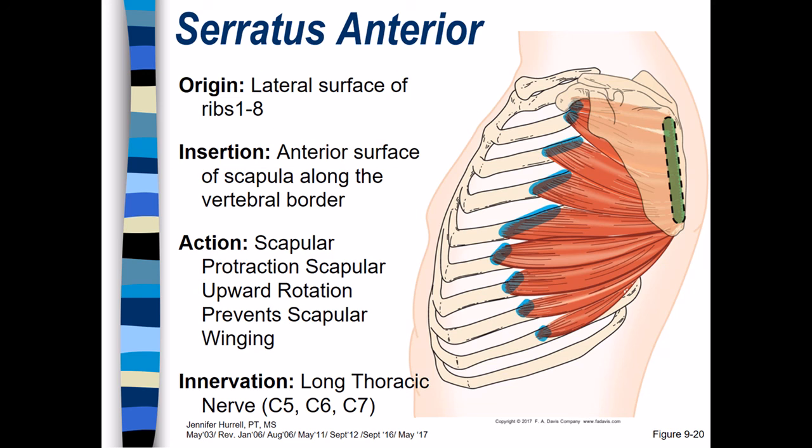And serratus is also the muscle that's known to prevent winging because it attaches to this vertebral border on the anterior surface. So it holds the vertebral border down. When this muscle's weak, we sometimes see winging of the scapula. So its job is to prevent winging. Innervation, the long thoracic nerve, right, which kind of drops right down here.